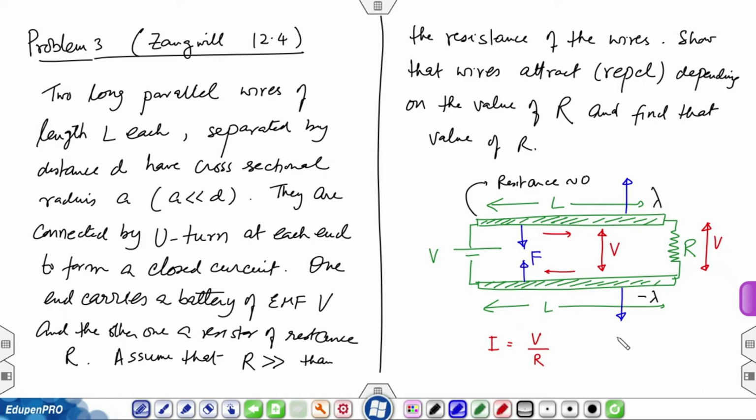The lambda is not going to depend on R, because lambda depends only on the potential difference. So, the electric force is independent of R, whereas magnetic force is dependent on R because of the current I depending on R, and therefore, depending on R, either the electrical force will be larger than the magnetic force or smaller, and that is the R where the repulsion or attraction will switch from one to the other. So, let us do the calculation now.